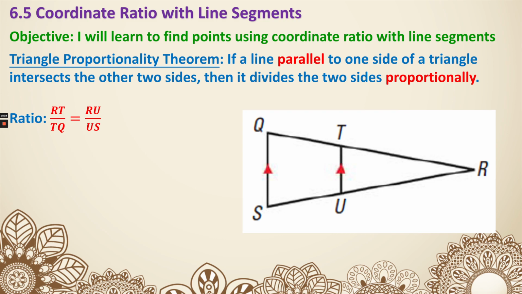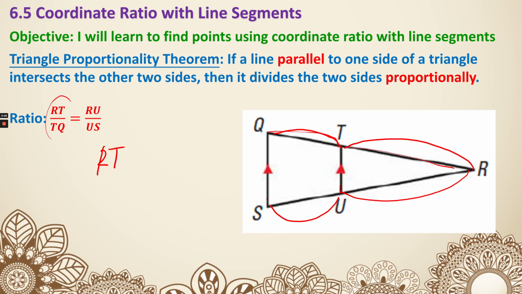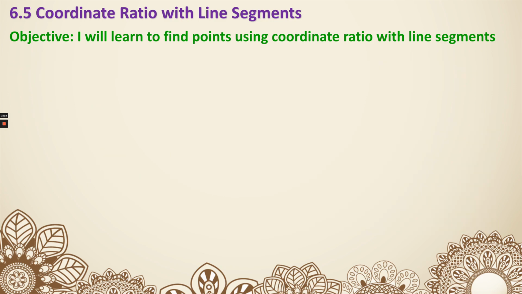So you have a parallel line which cuts each side into two sections, and we can use these sections to form a ratio. RT over TQ is the same as RU over US. So the same proportion on the top side and the same proportion on the bottom side. Another way to write it is top over bottom: RT over RU is the same as TQ over US. There we go.